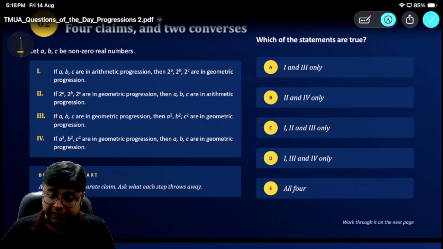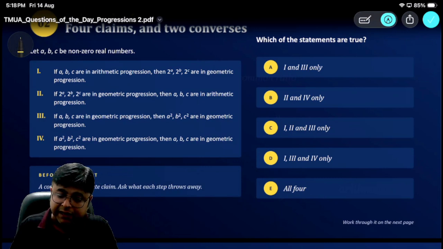So which of the following statements are true? If A, B, C are in arithmetic progression, then 2 to the power A, 2 to the power B, 2 to the power C are in geometric progression. Now, to do these questions, it is convenient to take numbers and check.